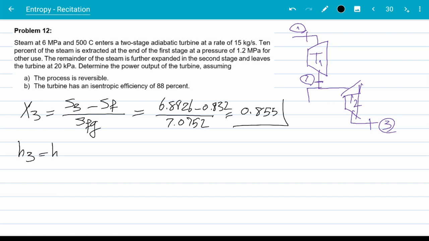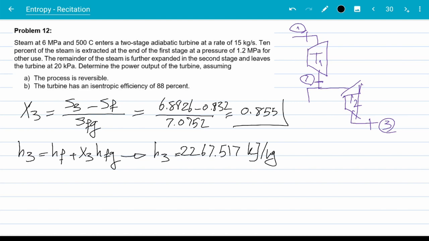Now I can use this quality to find H3. So H3 is Hf plus X3 Hfg. Again, plug in numbers from the tables, Hf and Hfg from the tables for 20 kilopascals. I get that H3 is 2,267.517 kilojoules per kilogram.